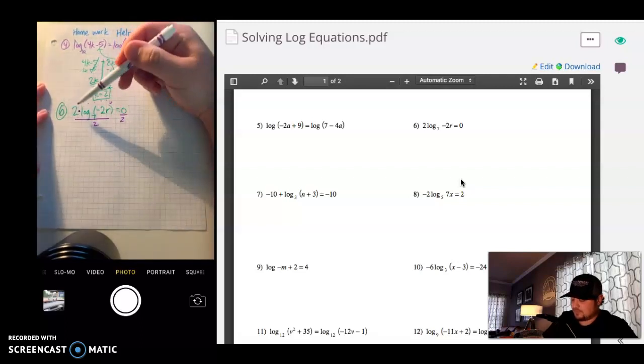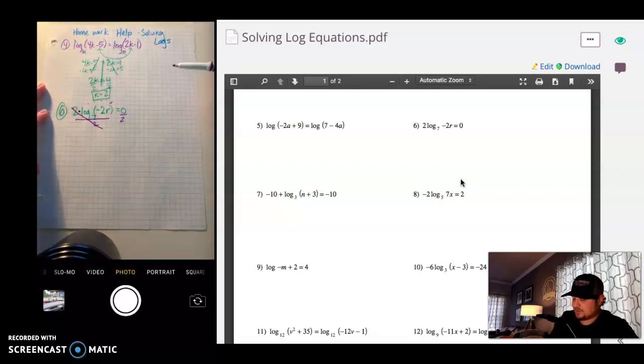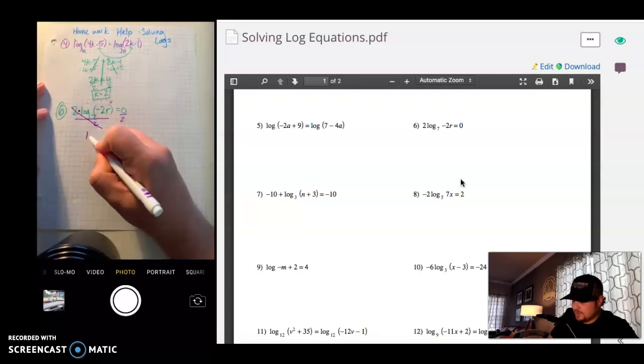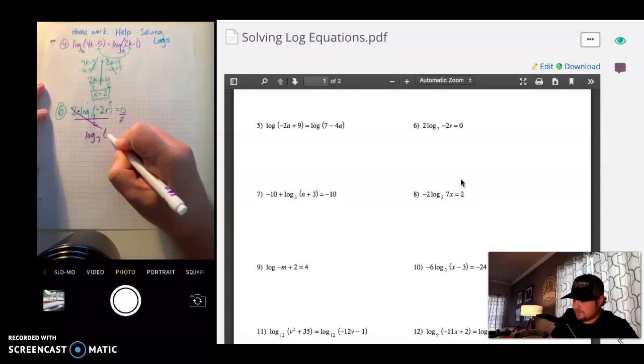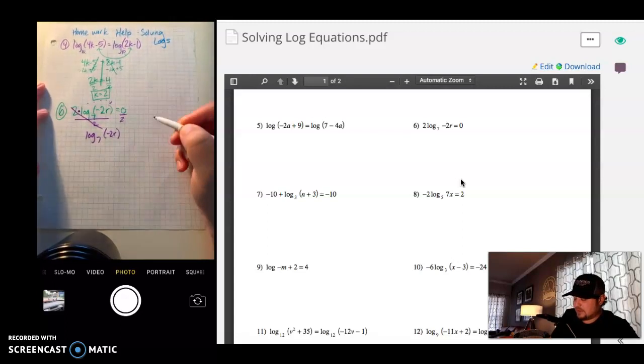So by dividing both sides by 2, that goes away. And what's nice is we're dividing 0 by 2, which is just going to be 0. So we've got log with a base of 7 of negative 2r is equal to 0. All right, so that 2 basically just went away.